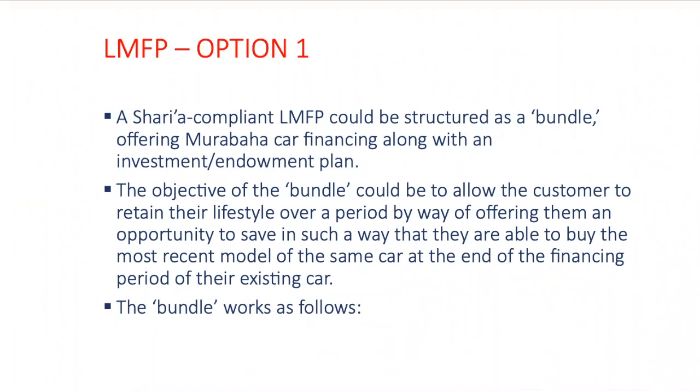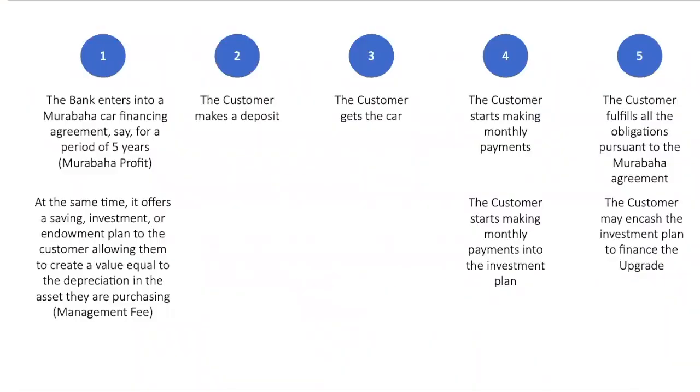Now, that bundle should work like this. Number one, the bank enters into a Murabaha car financing agreement, say for a period of 5 years. At the same time, it offers a saving, investment, or endowment plan to the customer, allowing them to create a value equal to the depreciation in the asset they are purchasing. Of course, this would give a management fee to the bank, and the first arrangement, Murabaha, would give them Murabaha profit. The customer makes a deposit, the customer gets the car.